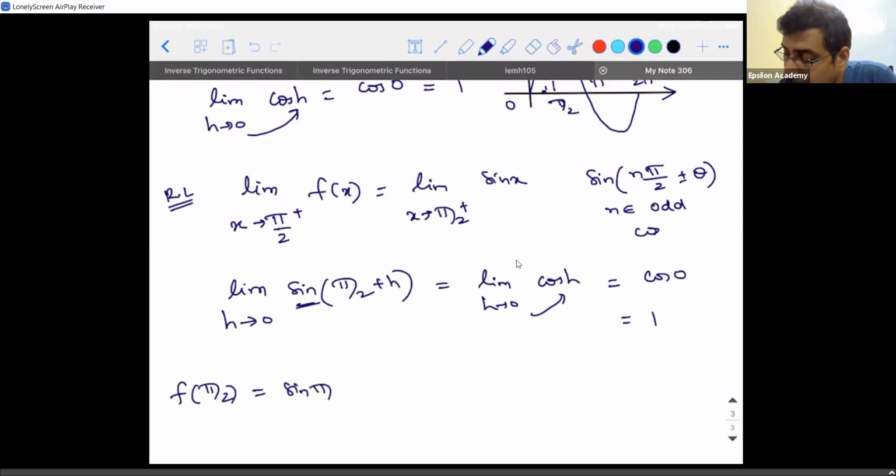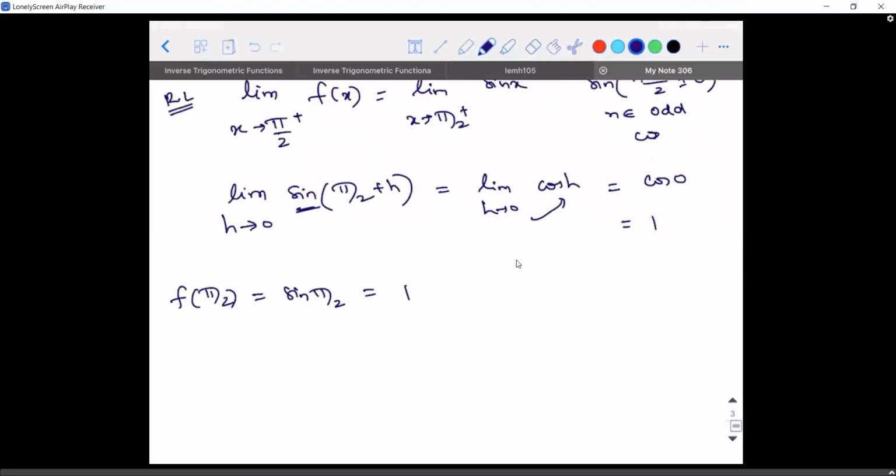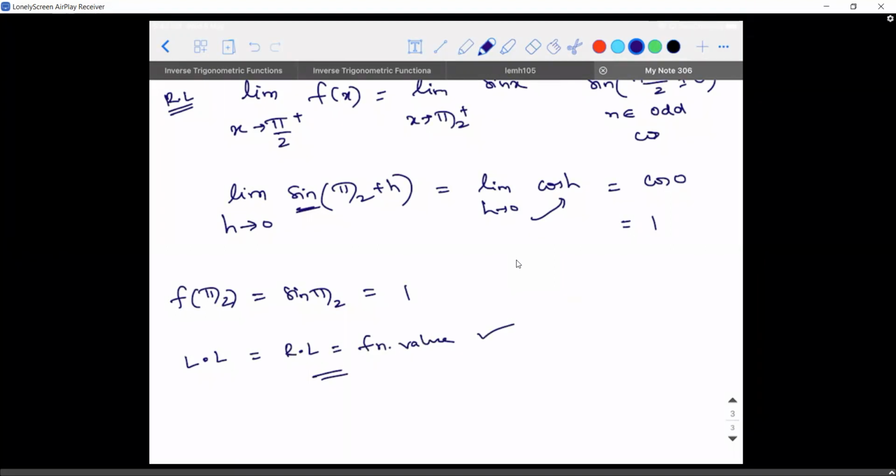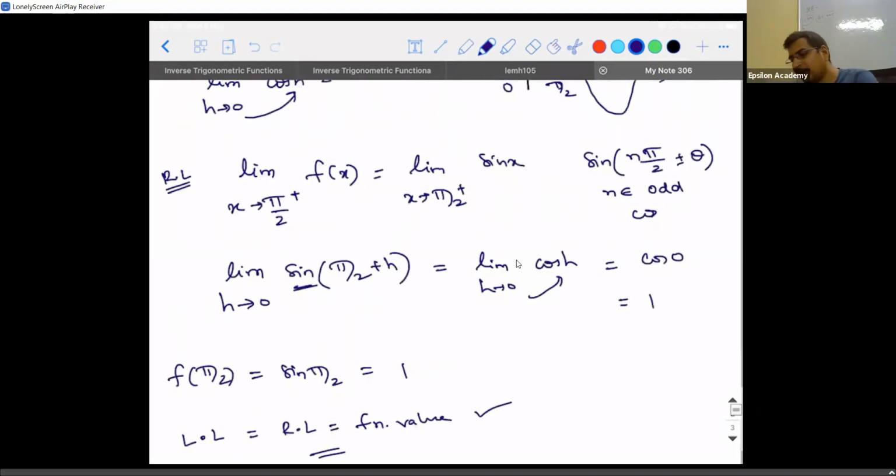What is f of pi by 2? That is sin pi by 2. Answer 1. What can you say in this question? Left limit is equal to right limit is equal to function value. Hence, it is continuous at x equal to pi by 2. You are able to understand? Right. So if anybody has to copy it, please make a note of this one.